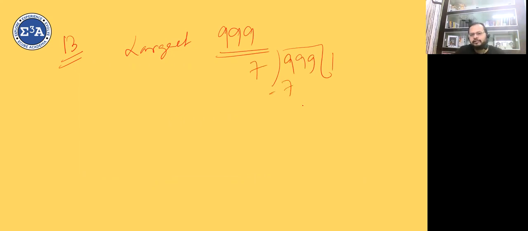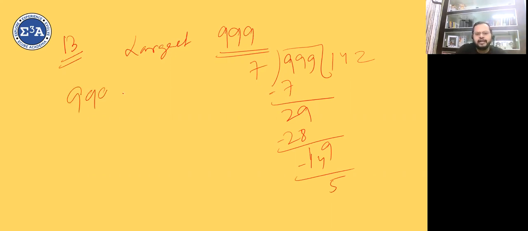7 1 is 7, 2 9, 7 4 is 28, 1 9, 7 2 is 14, 5. So if 5 is subtracted from 999, that is equal to 994. This will be the largest 3-digit number that is divisible by 7.